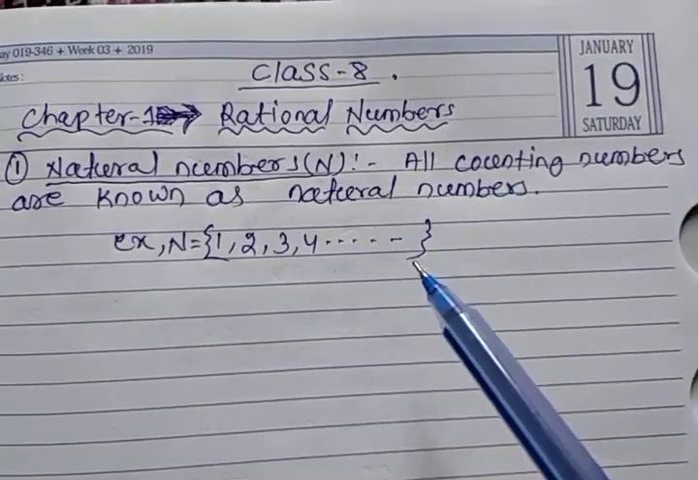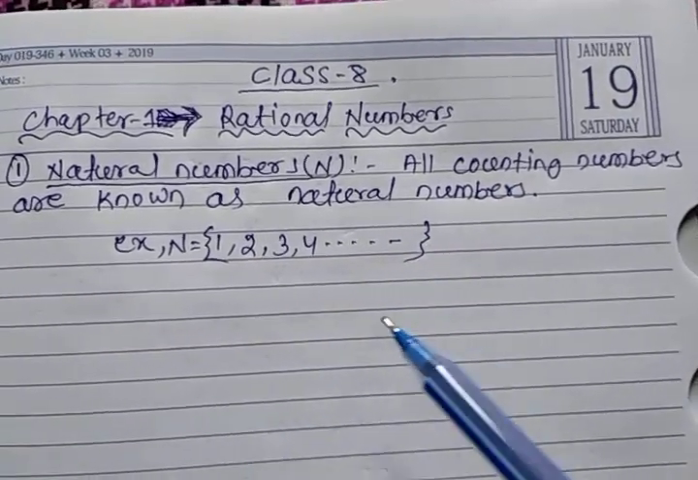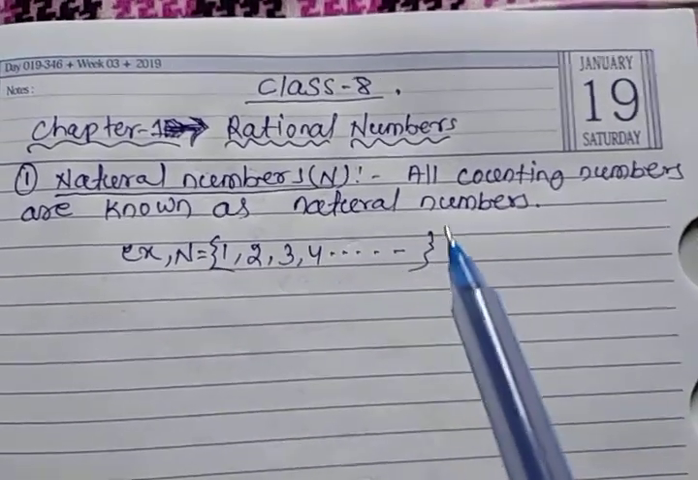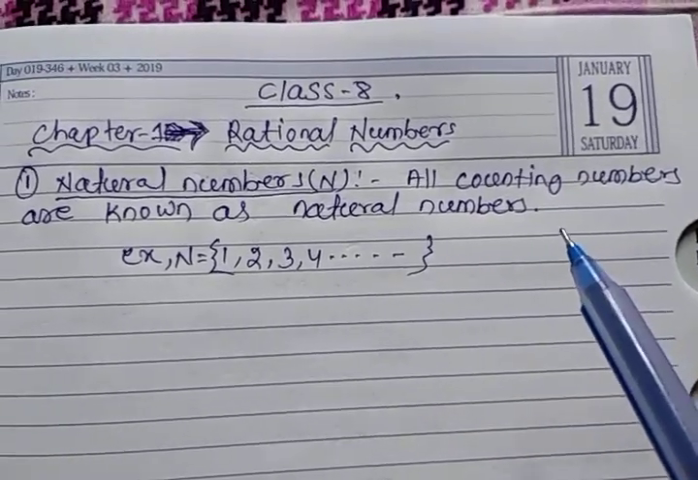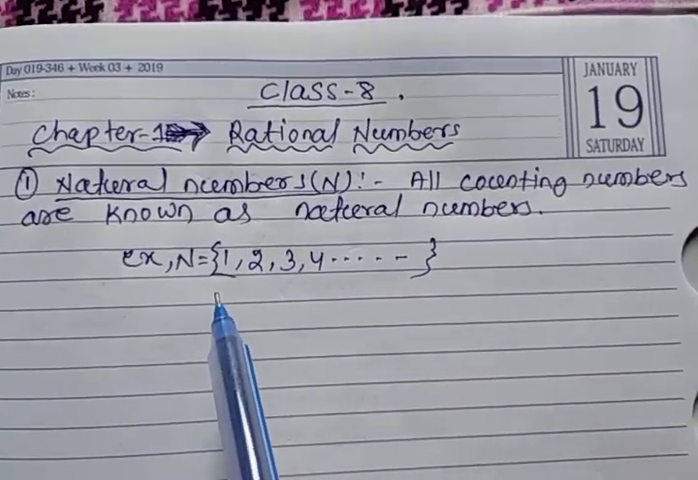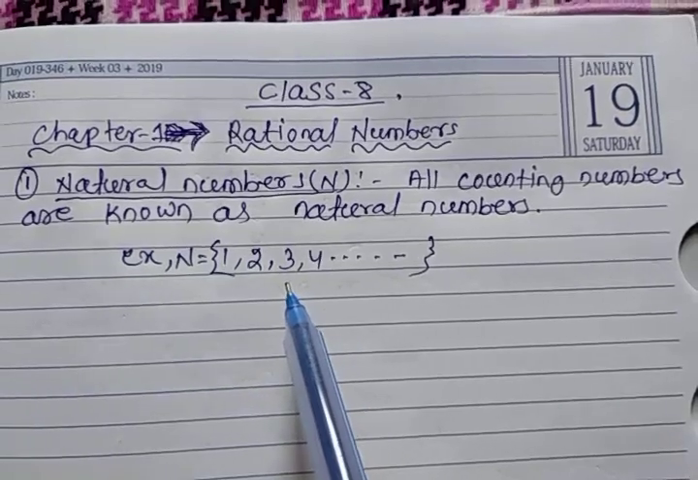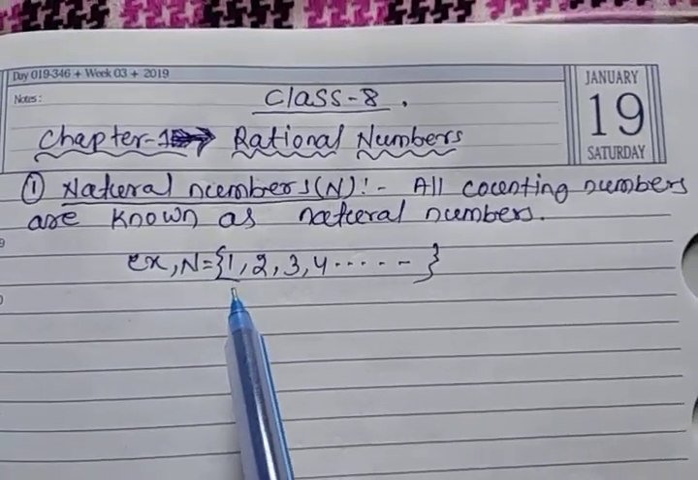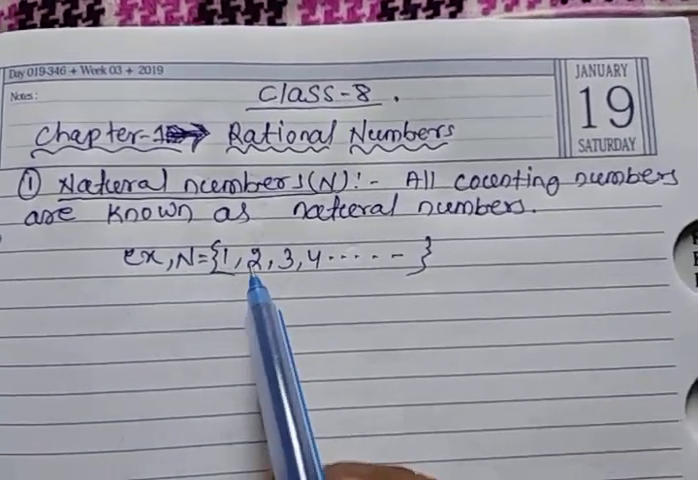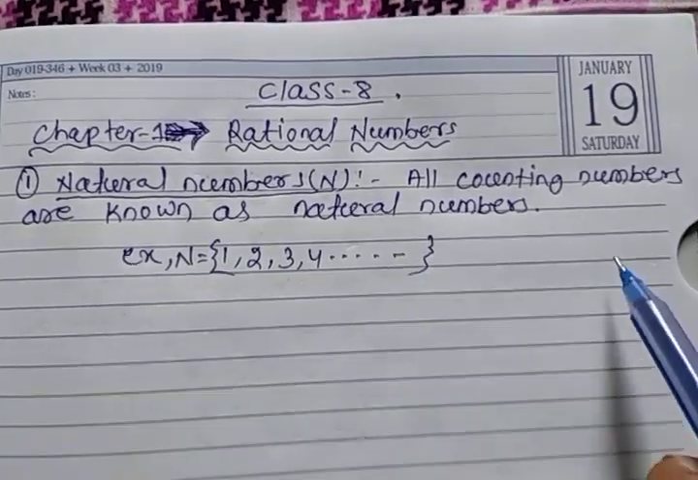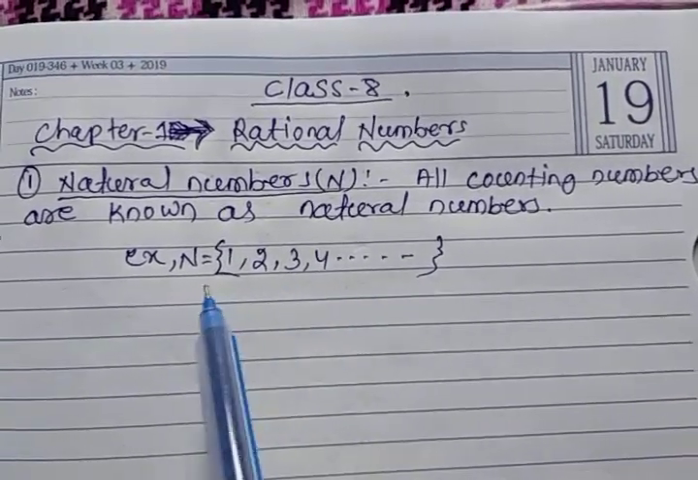When we start counting, we start from 1, then 2. So the natural numbers are the set in which the elements start from 1, 2, 3, 4 up to infinity. So these are the natural numbers.